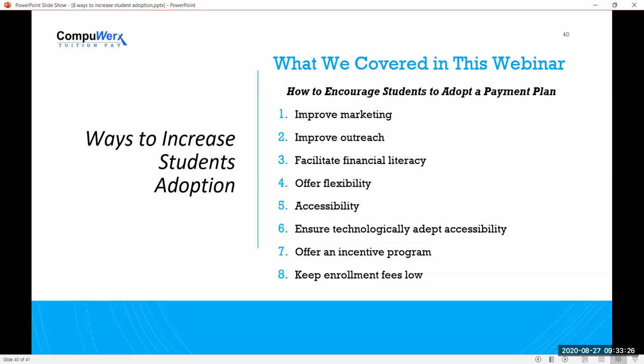Offer flexibility on payment plans. Give them easy access to make payments online and also easy access to see their account information. Number 6, use technology, setting up payment plans with automatic payments. That will save tremendous time and effort for both the school and the students. Offer an incentive program, a discount, or a coupon with this online payment program. Keep the enrollment fee low to attract students to sign up for the payment plan program.